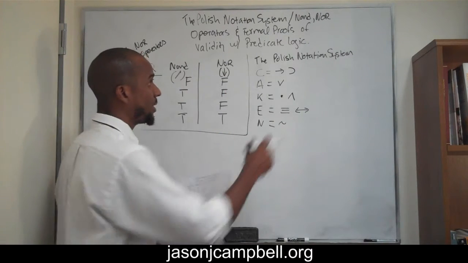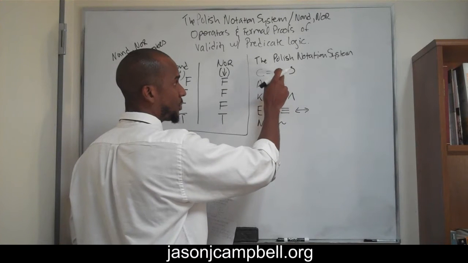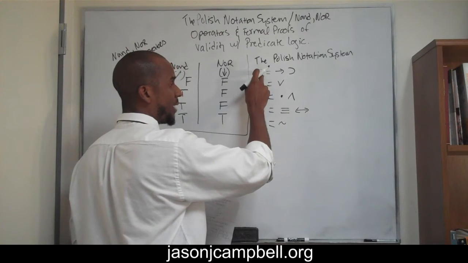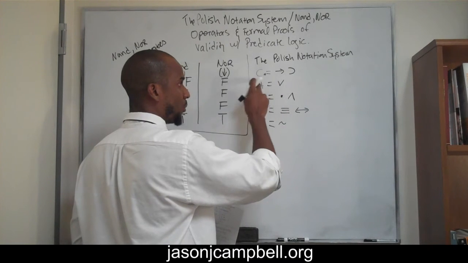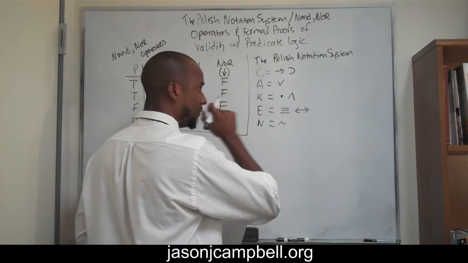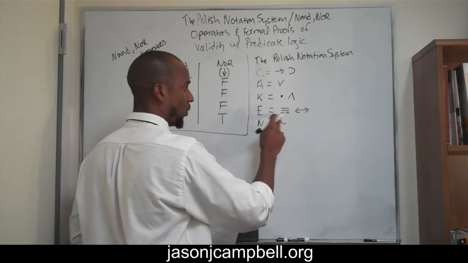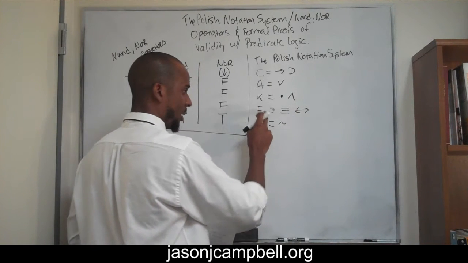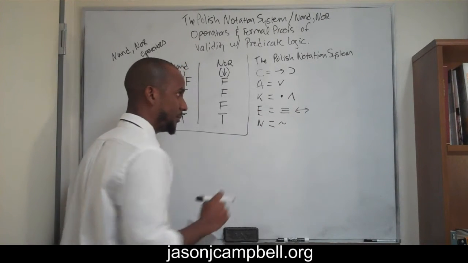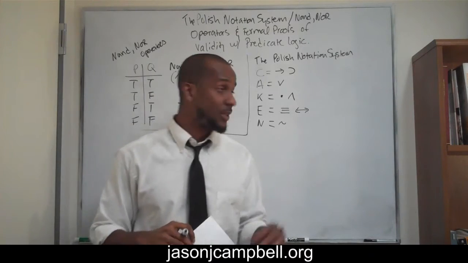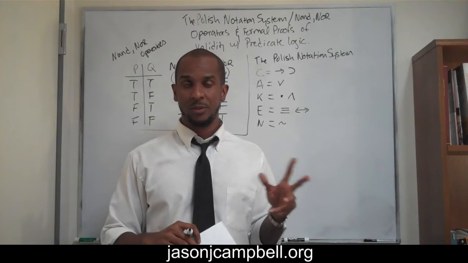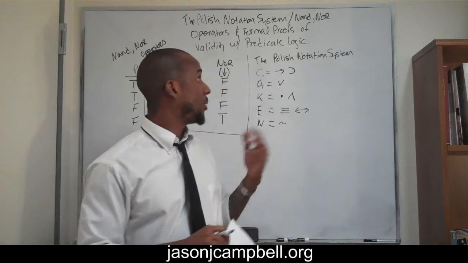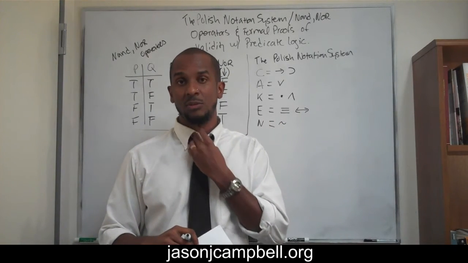Very simple. We see a conditional, however you write your conditionals, we write C for the conditional. We see a disjunct, we write A. We see a conjunct, we write K. We see biconditionals, we write E. We see negation, we write N. So now that you see this, there really is no need for operators within your Polish notation system. You can get totally rid of it.